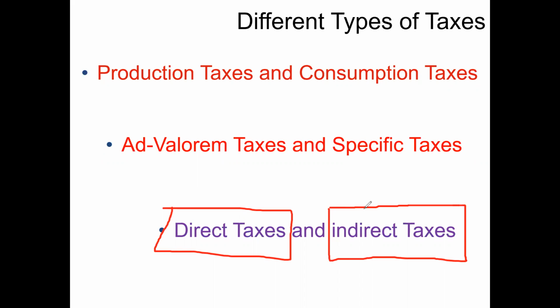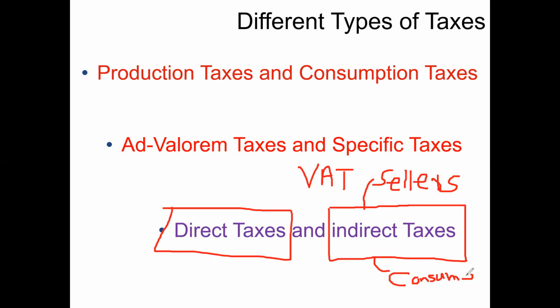So with indirect taxes, basically tax is paid by one person, but finally the tax is paid by another person. A good example, if we take Sri Lanka, there's a tax called value added tax. The government charges value added tax from the sellers. Sellers basically pay VAT to the government, but finally VAT is paid by the consumer. The seller passes the tax to the consumer.